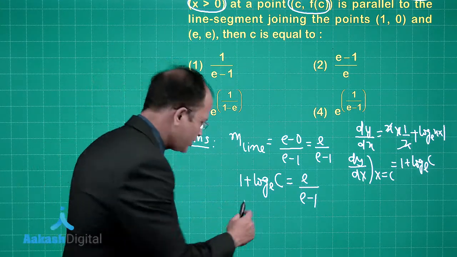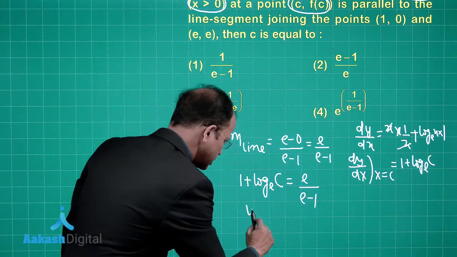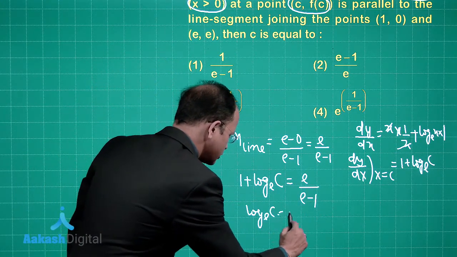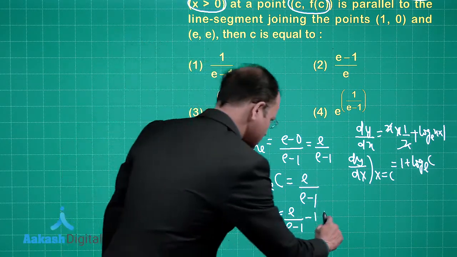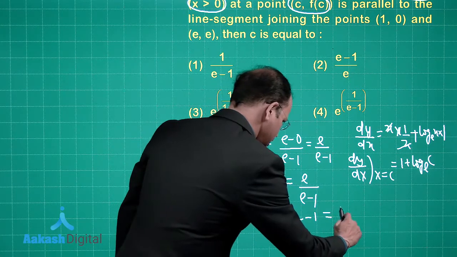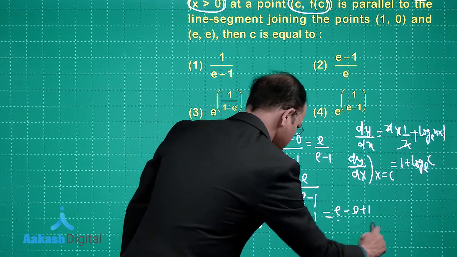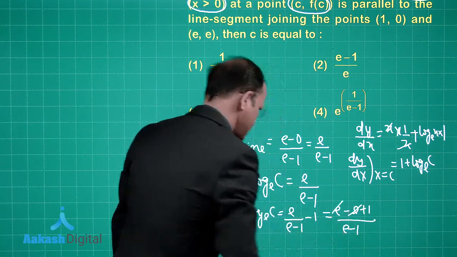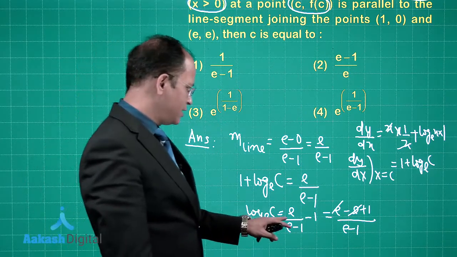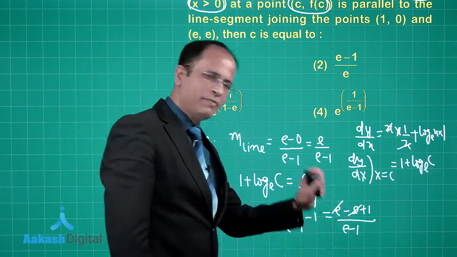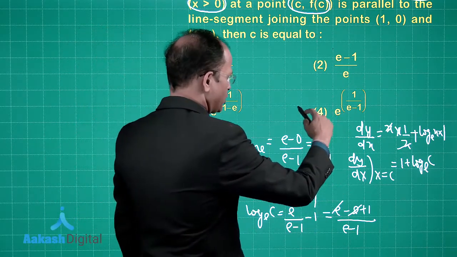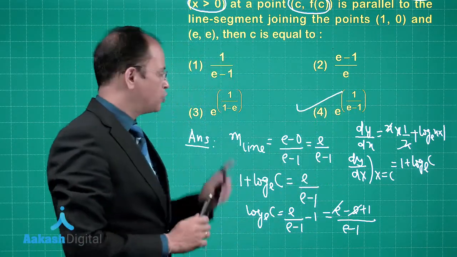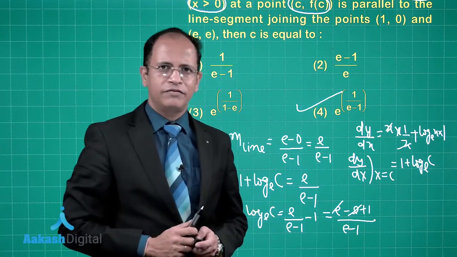Now we can just take 1 to the right hand side, that is log_e c is equal to e upon (e minus 1) minus 1, and we can write it as (e minus e plus 1) divided by (e minus 1). You can see here, we have log_e c is equal to 1 upon (e minus 1). So c can be written as e raised to the power 1 upon (e minus 1). So option 4 is the correct one.